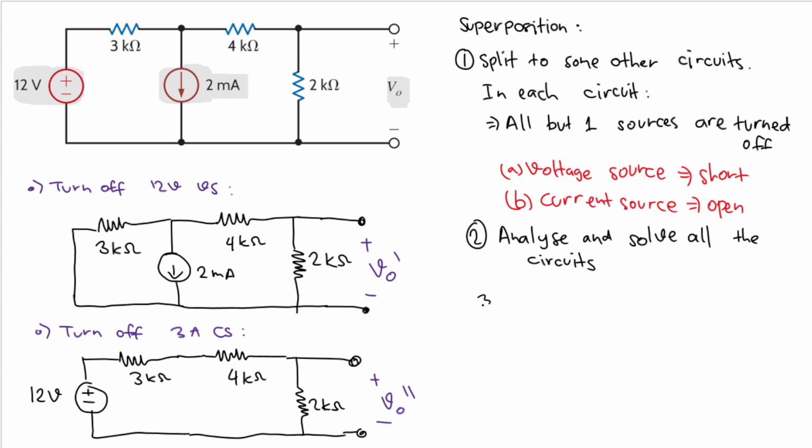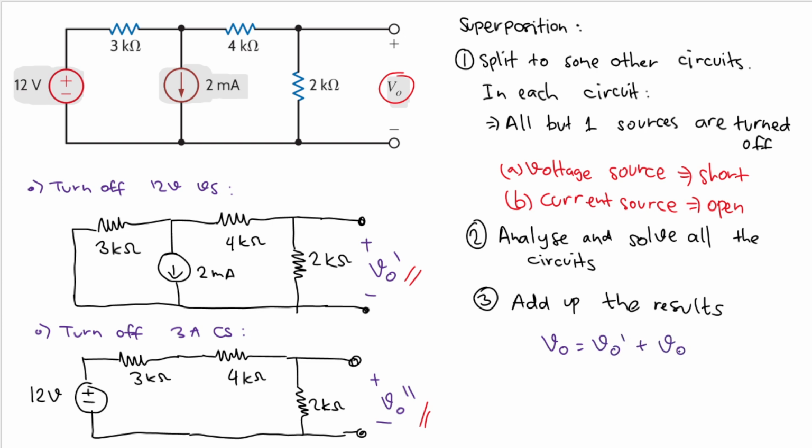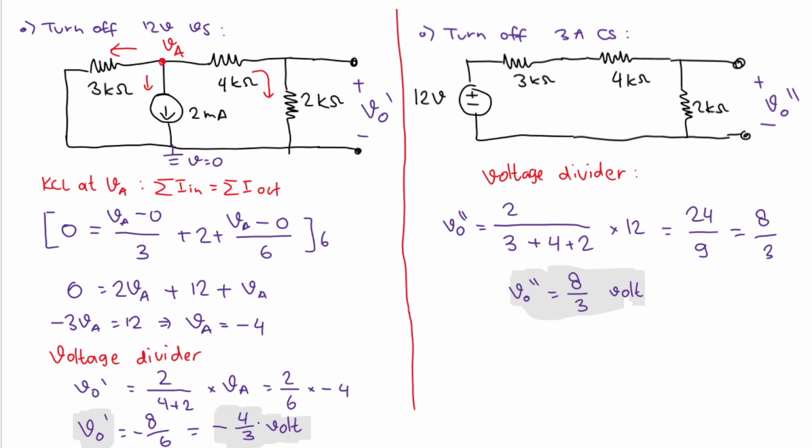So we can just add them up. Add up the result. In our case, we need to find out V0 here, but then that is the addition between V0 prime and then V0 double prime. So we will have V0 is equal to V0 prime plus V0 double prime, like this. Okay, we know that V0 prime is this value and V0 double prime is this value. So we can plug in the final result.